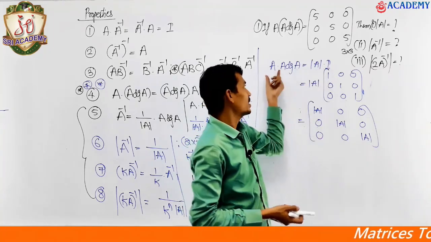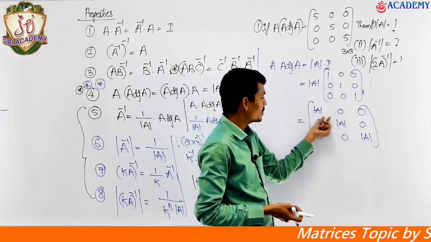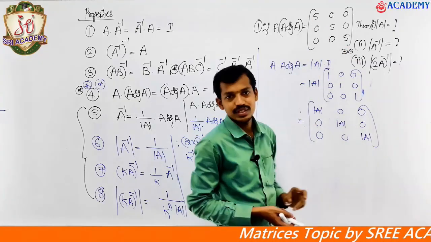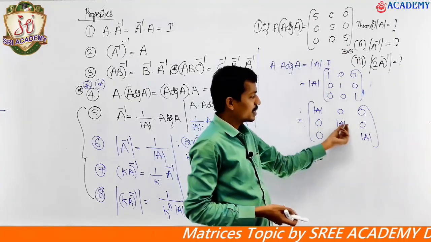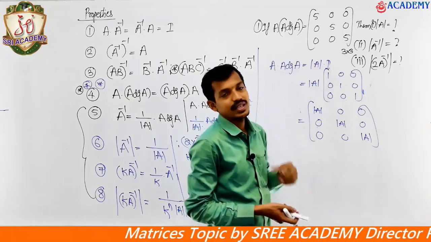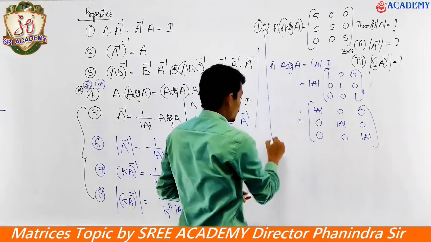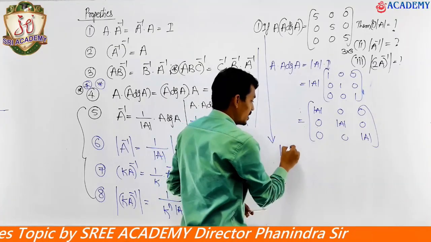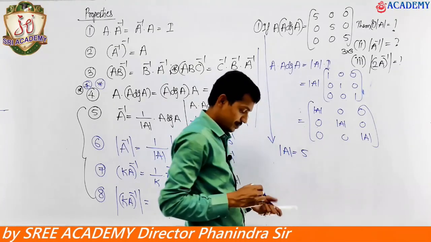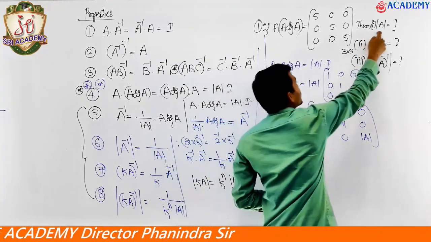That's why we are writing it as a property. Right? In place of the determinant, what do we have? 5. You just take the determinant of A outside and simply write I. See, from this question, now we can say determinant of A equals 5. Now the first answer is over.